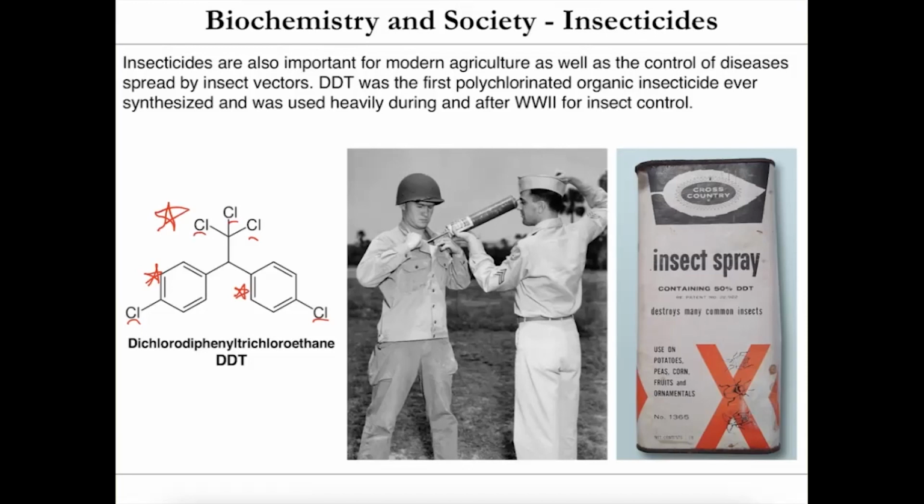And this was the first polychlorinated organic insecticide ever synthesized, and it was used heavily during and after World War II for insect control. So here is a picture of a U.S. soldier being sprayed with DDT to control the spread of typhus from body lice. And here's an insect spray containing 50% DDT that was used just in the household to destroy insects.